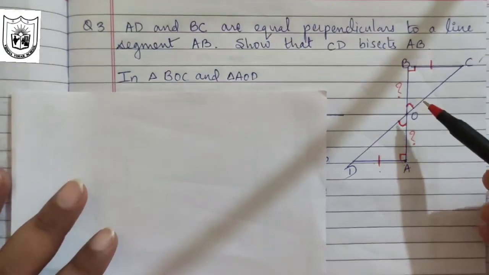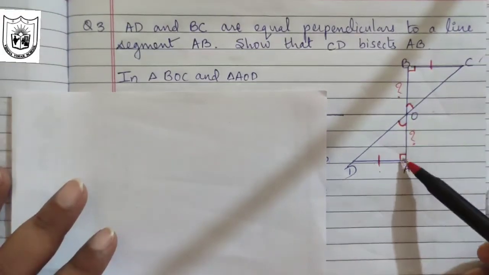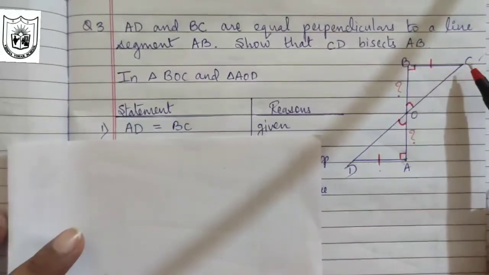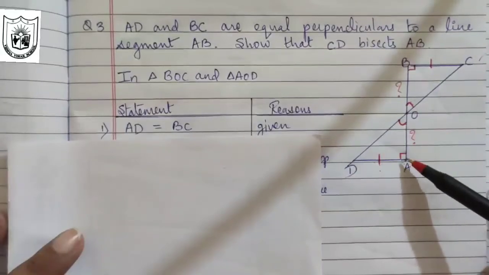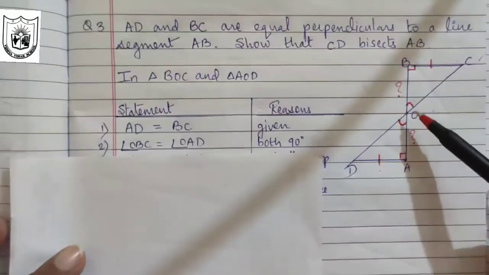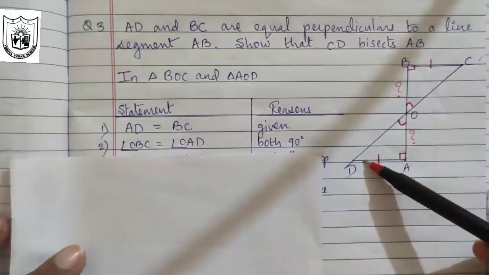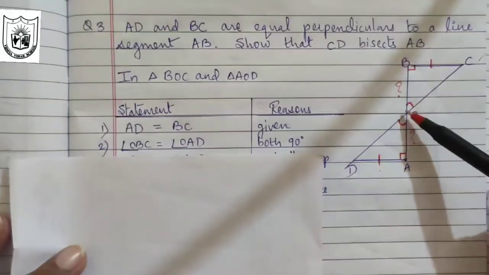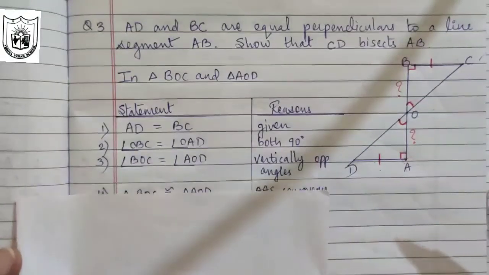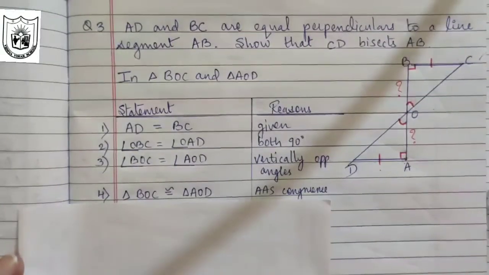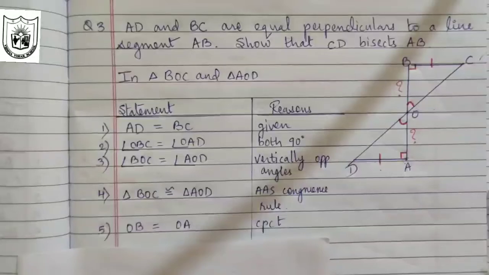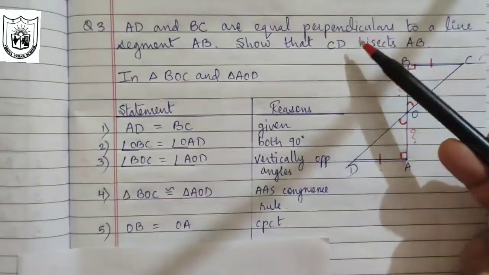So you see here in both the triangles BOC and AOD, we have first got that AD and BC are equal. That is already given to us in the question. Then we have said that these two angles will also be equal because they form 90 degrees. So you can say OBC and OAD will be equal, both 90 degrees. Then BOC and AOD also will be equal because they are vertically opposite angles. Hence both the triangles are congruent by AAS congruence rule. Therefore OB and OA also will be equal by CPCT. Hence we can say CD bisects AB.